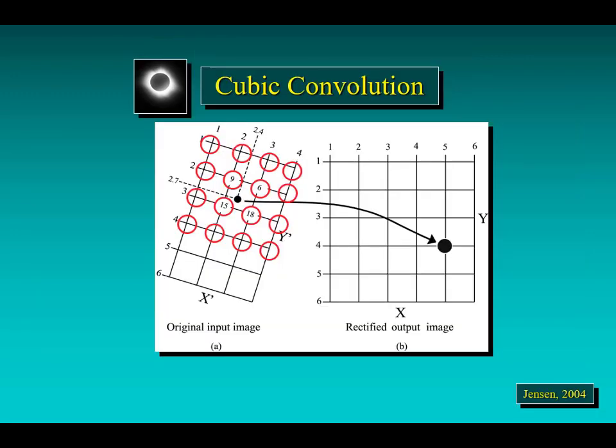And this graphic is an illustration of the cubic convolution intensity interpolation process, whereby we're utilizing the 16 surrounding neighbors in the computation of our new brightness value. And with that, that concludes what I wanted to discuss with respect to the geometric image rectification process.